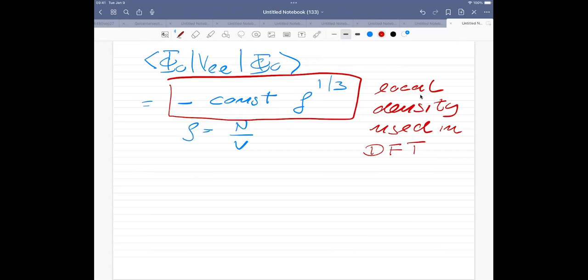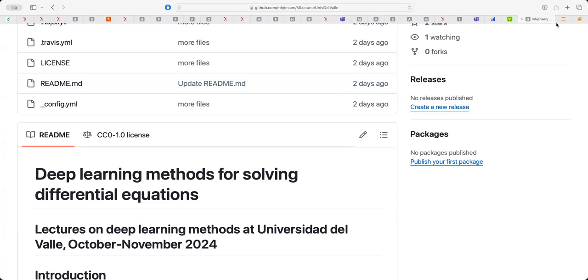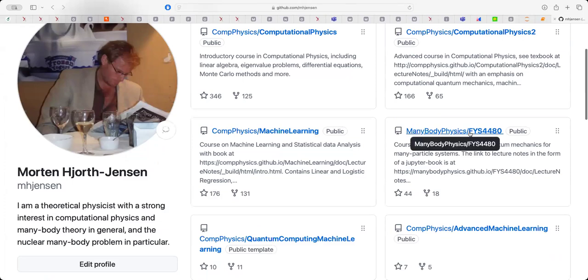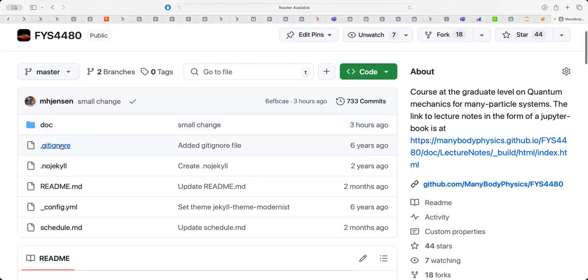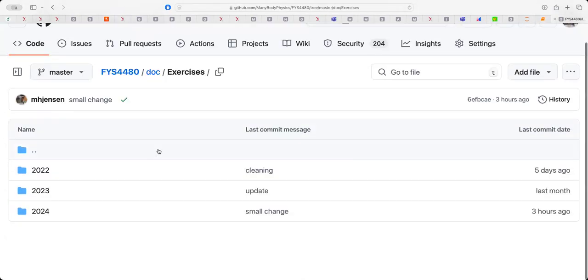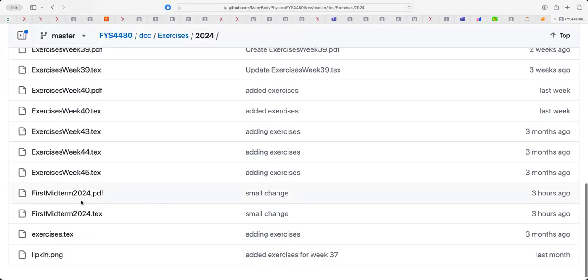But let's now go back to the midterm. I just wanted to quickly say something about that. There are more details in the lecture notes here. If we go to the first midterm, let's just bring that up. You will find that under exercises. The first midterm is here.